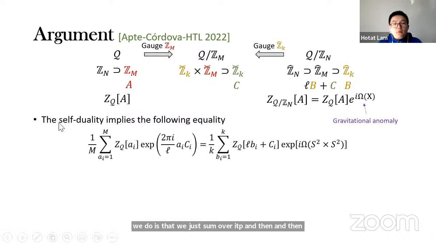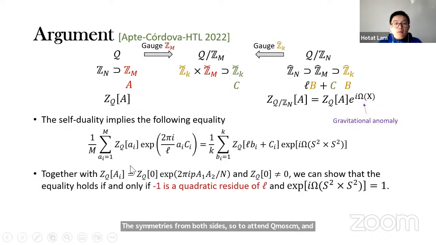So the option is that we have equalities, which come from gauging the symmetries from both sides to obtain Q mod Zm. And also we use the fact that there's a self-duality. So now with this and the form of the partition function that we fixed before, plus an additional thing, that the partition function of S2 times S2 is non-trivial, then we can prove that -1 has to be a quadratic residue of L by explicitly computing this partition function. And in particular, we can also show that the gravitational anomalies have to vanish on S2 times S2.